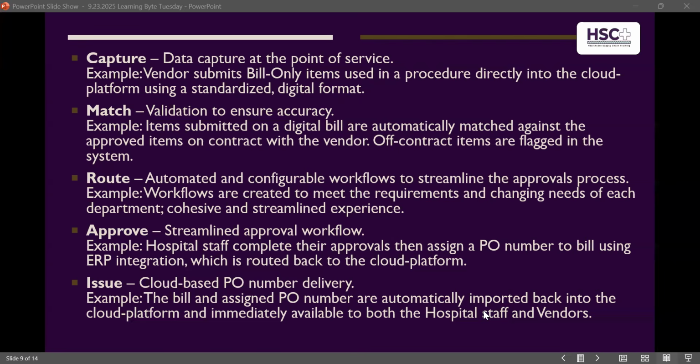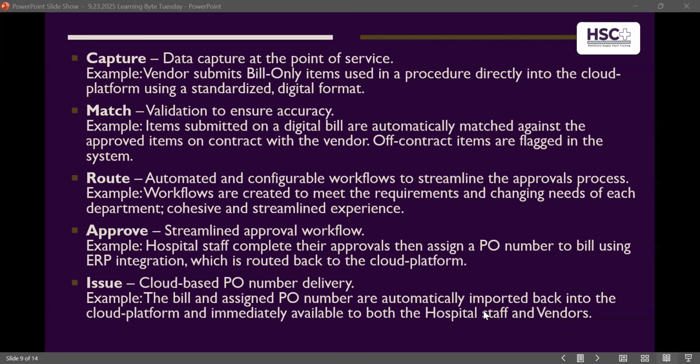So if you are out there doing an RFP, trying to find the right solution, you want to ask these questions. What does your solution and your people do? What does your solution and your people not do? And then it routes it, right? It's automated, configurable workflows to streamline the approvals process. Workflows are created to meet the requirements and changing needs of every department, especially if you have a system-wide thresholds and approval process within your ERP for invoicing, for tracking. It will marry and align with what you have today as your policy, and it's a cohesive and streamlined experience.